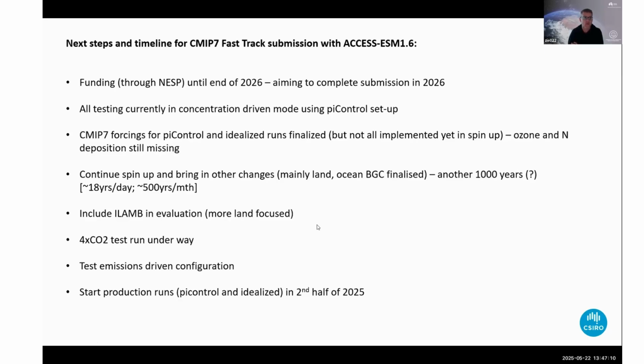Just to highlight that all the testing that we are currently doing is in concentration-driven mode, so we don't have a fully interactive carbon cycle at the moment. But because our net flux for land and ocean is so close to 0 and relatively stable, we could start emissions-driven test runs as well. So with a fully interactive carbon cycle, but no prescribed anthropogenic emissions.